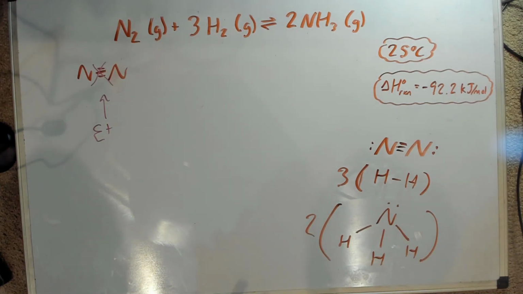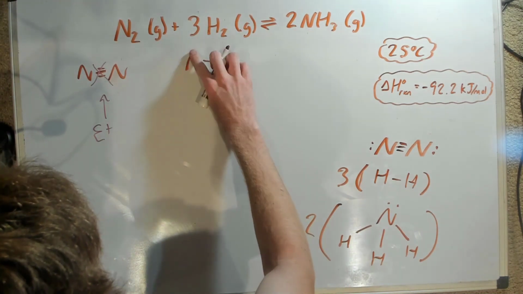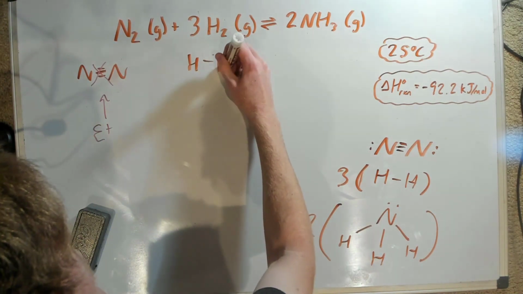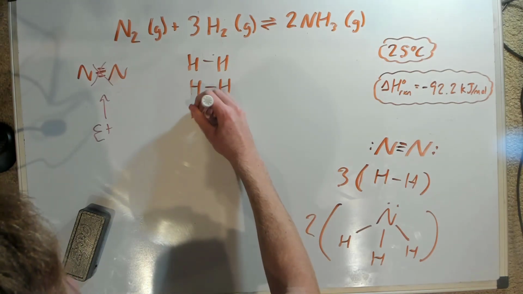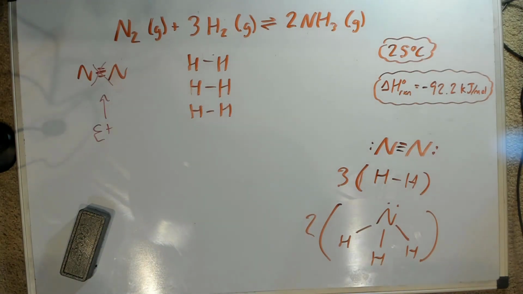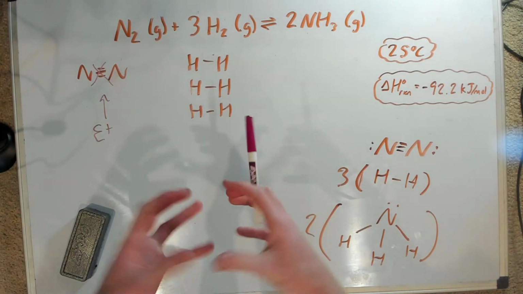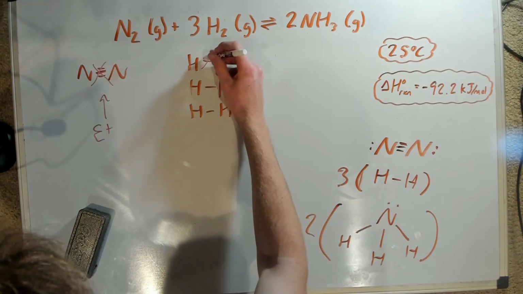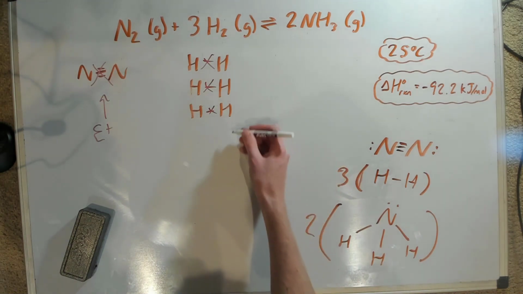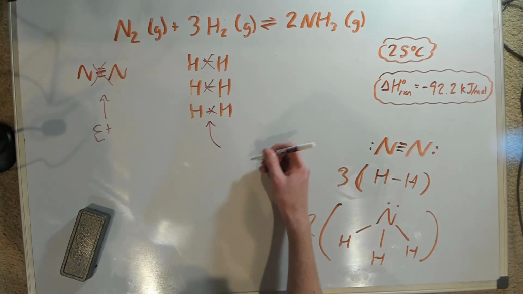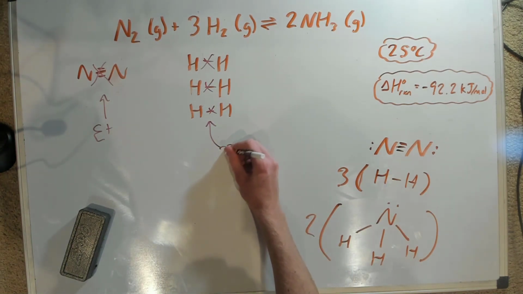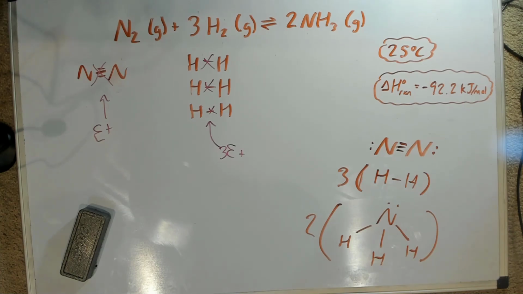This 3 H2, we have H, H, H, H, H, H. These all get broken because we basically need to break them apart like Lego pieces, and reassemble them in a new structure to form that. This gets broken, that gets broken, that gets broken. So that means we have to pump in some more energy to break them, so that way we can separate them. We have E plus times 3 because we're doing this 3 times.